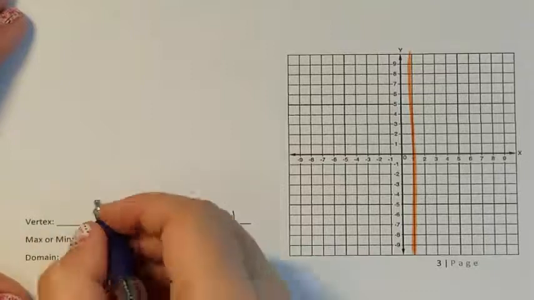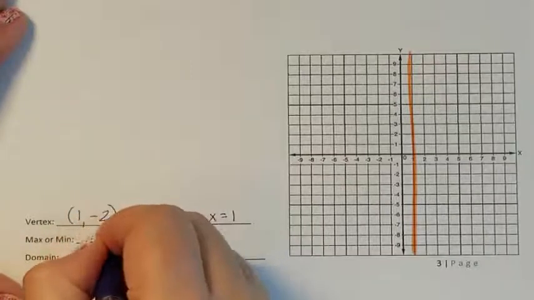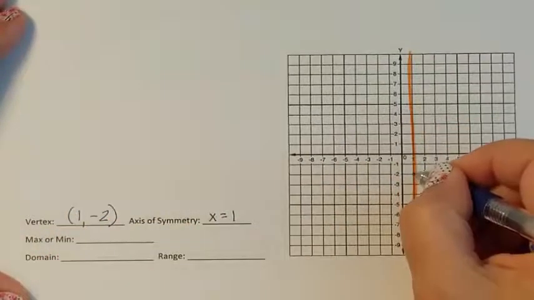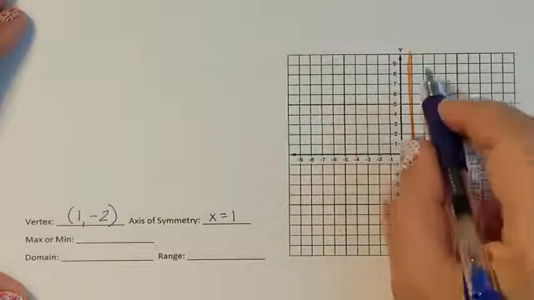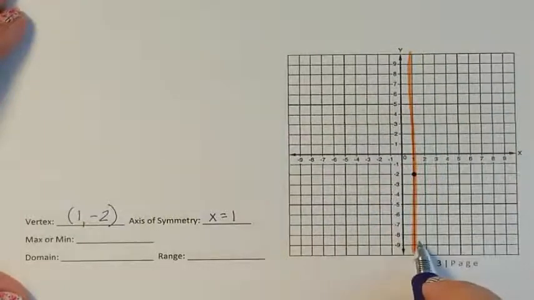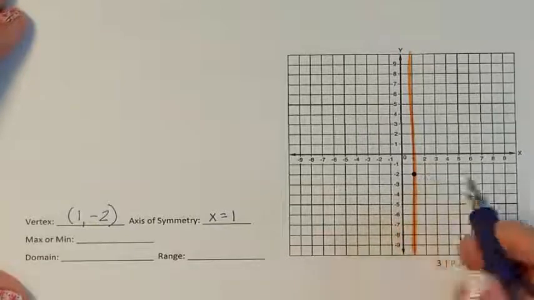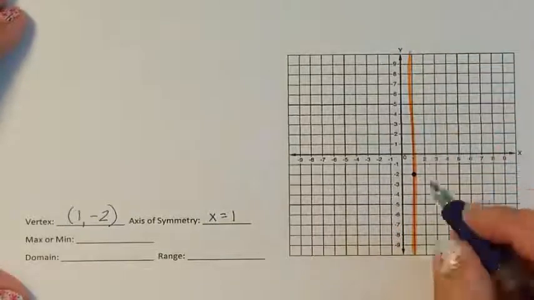So you said my vertex was the coordinate point 1, -2. So here is 1, -2. If your vertex does not live on the axis of symmetry line that you graphed, you found the incorrect vertex. The vertex should always be on the line that you drew.